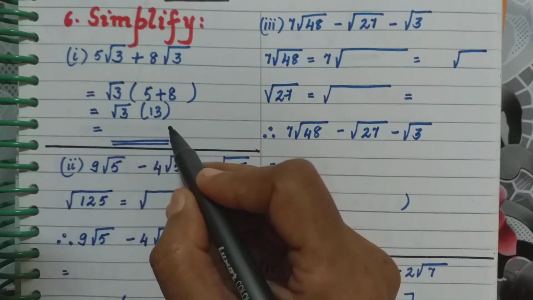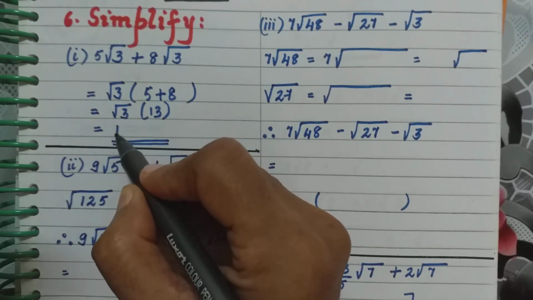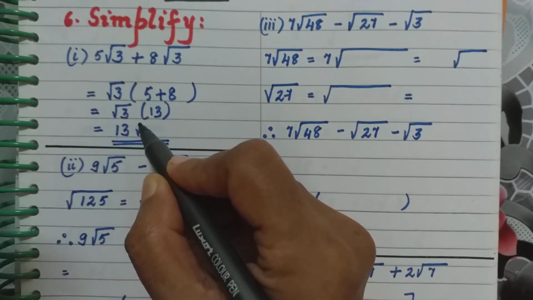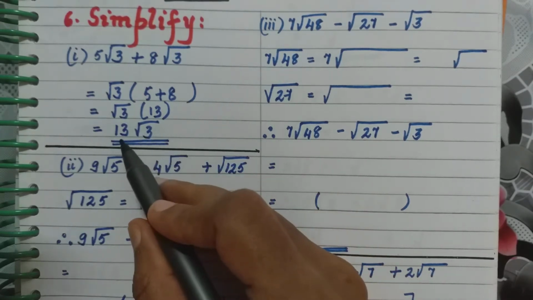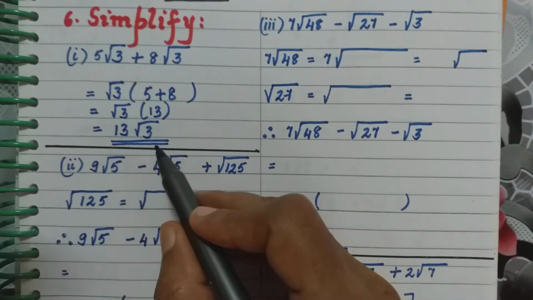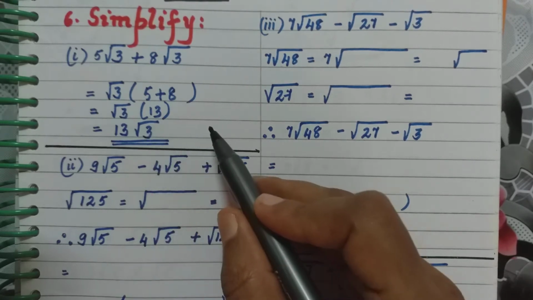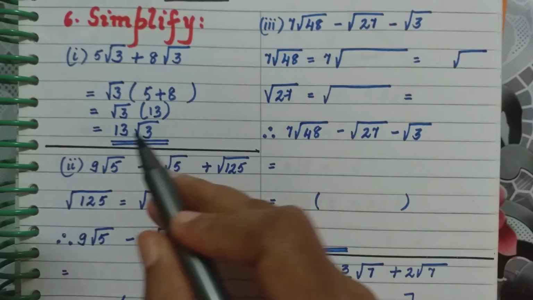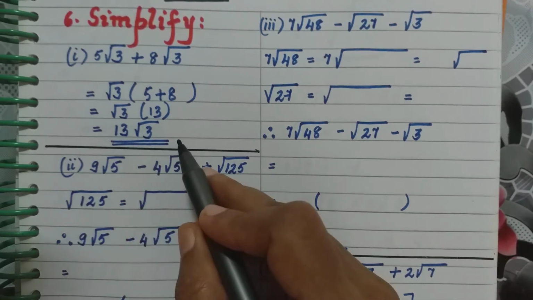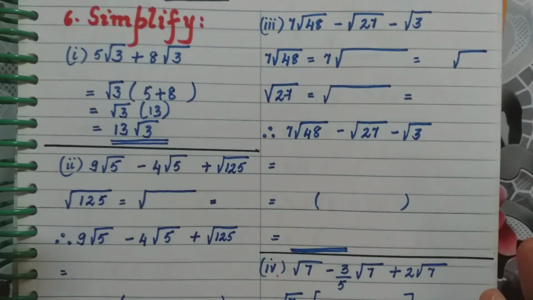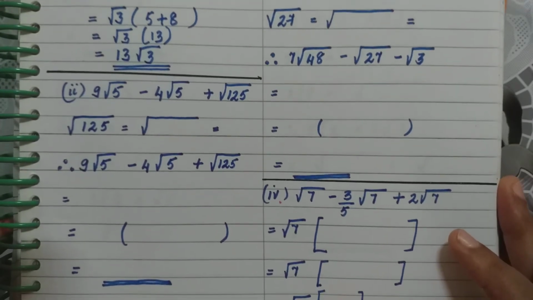And what is square root 3 into 13? Nothing but 13 root 3. We cannot write root 3 13. We have to write 13 root 3. Okay. Just as when we say 13x, we don't say x 13. So here also we write 13 root 3. Okay. Going to the next question.